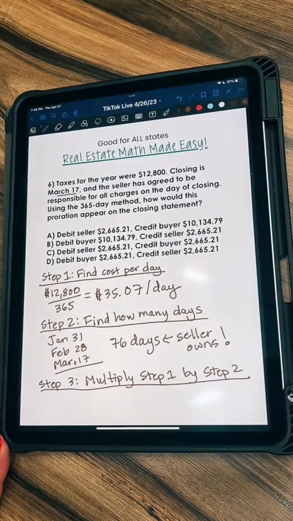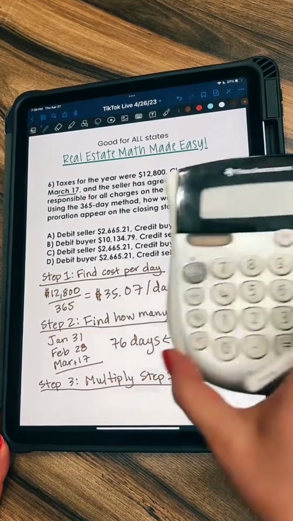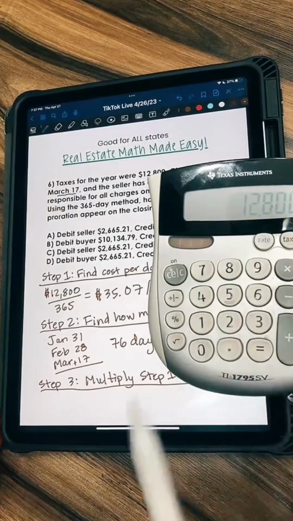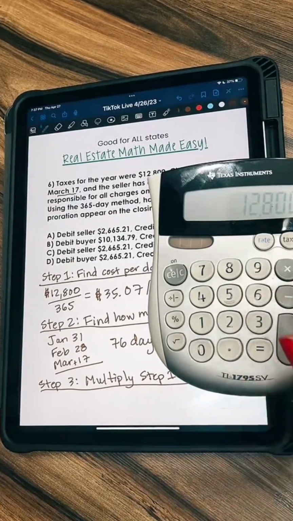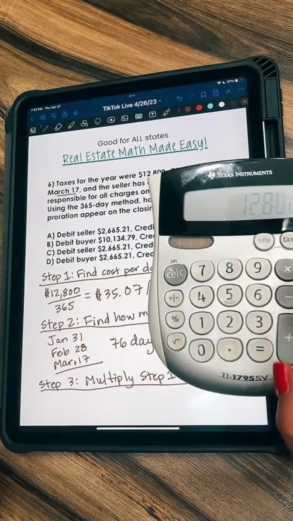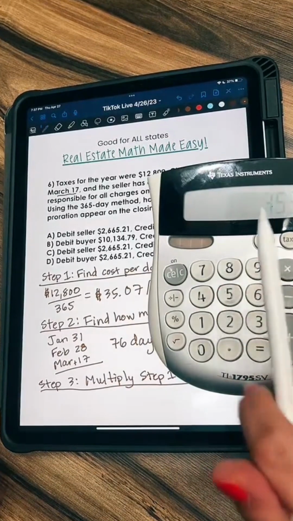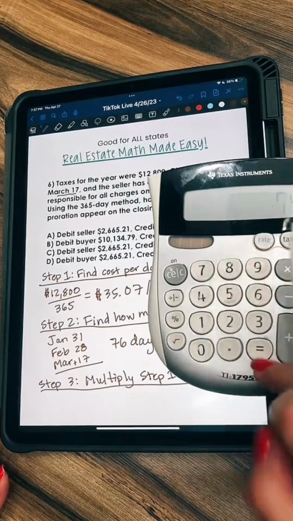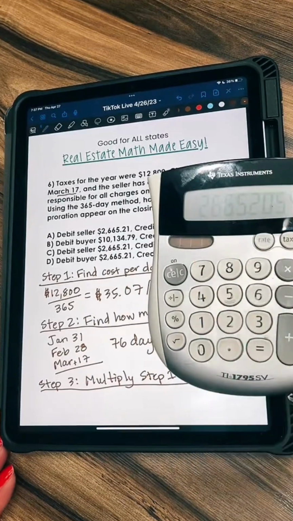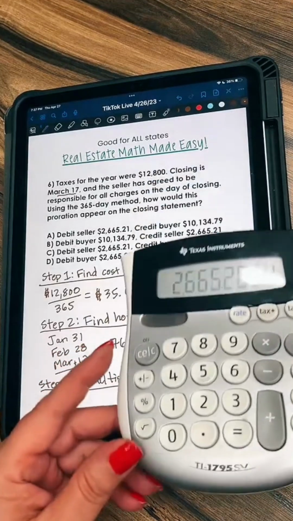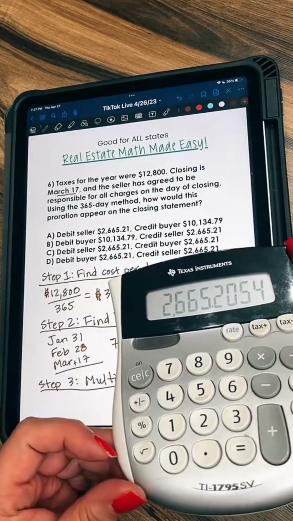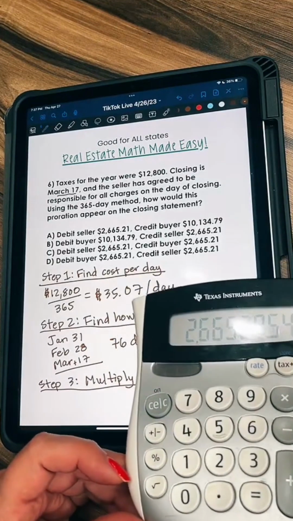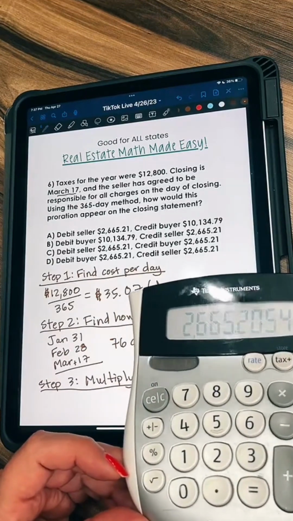Well, the reason why we're getting that amount is because we've rounded. So watch, if you go 12,800, this is why rounding sometimes is not good until the very end. And then we divide by 365, and we're going to get this. And then watch, when I multiply by 76, see, the answer comes out. If I rounded before, it didn't come out, but it's pretty clear. You know what the answer is.